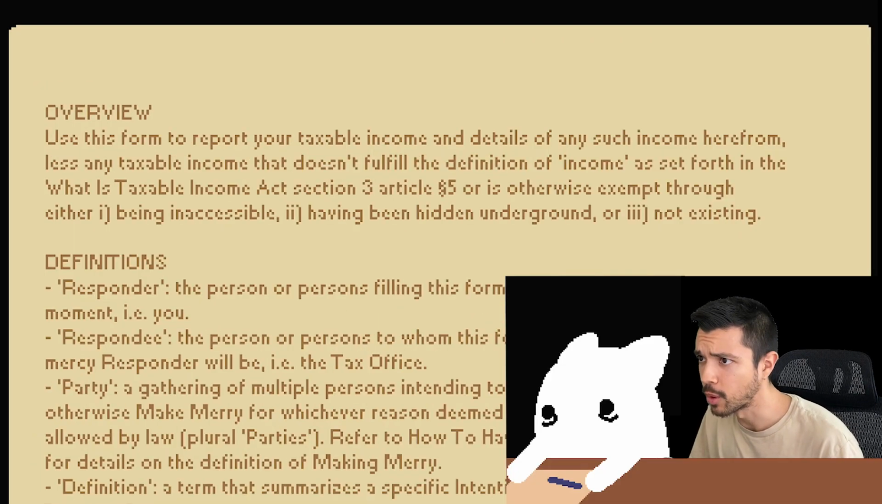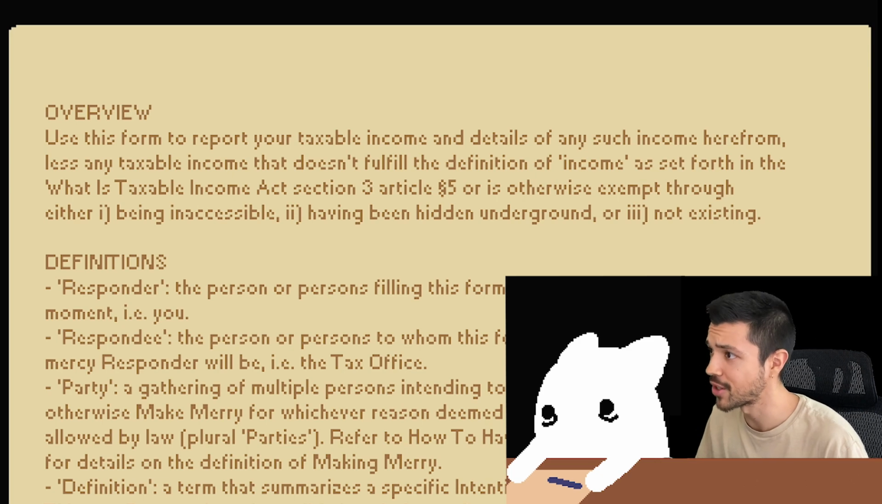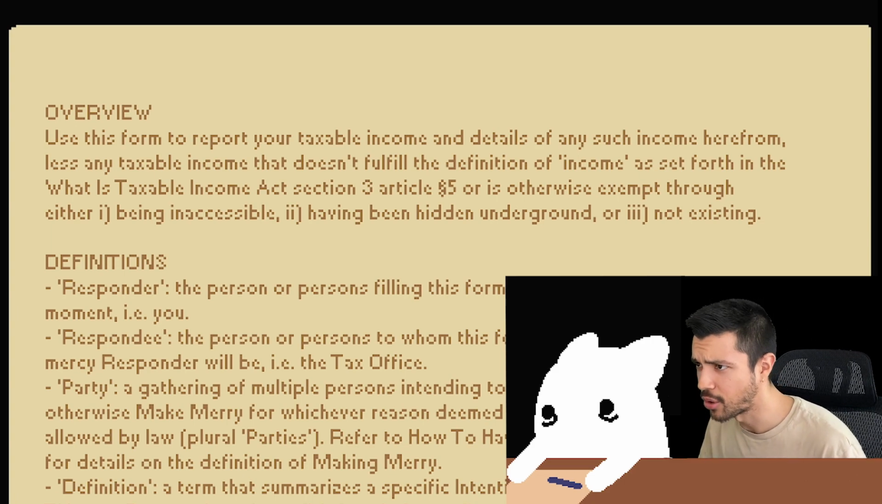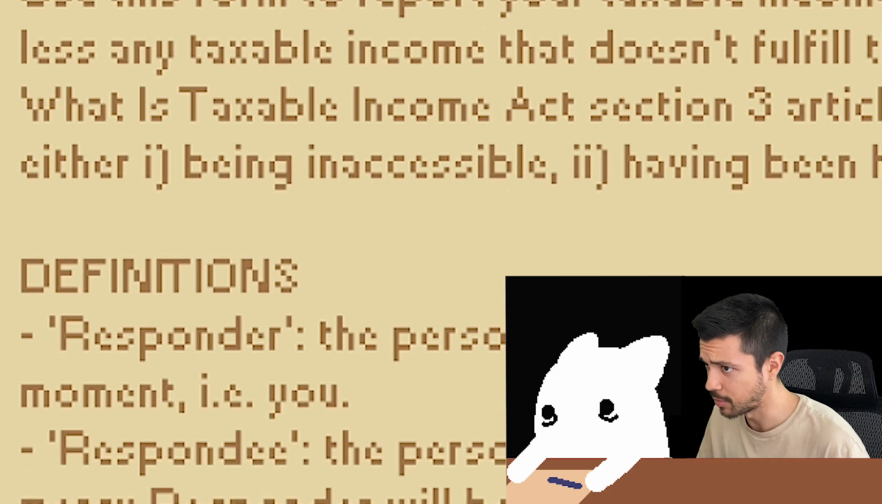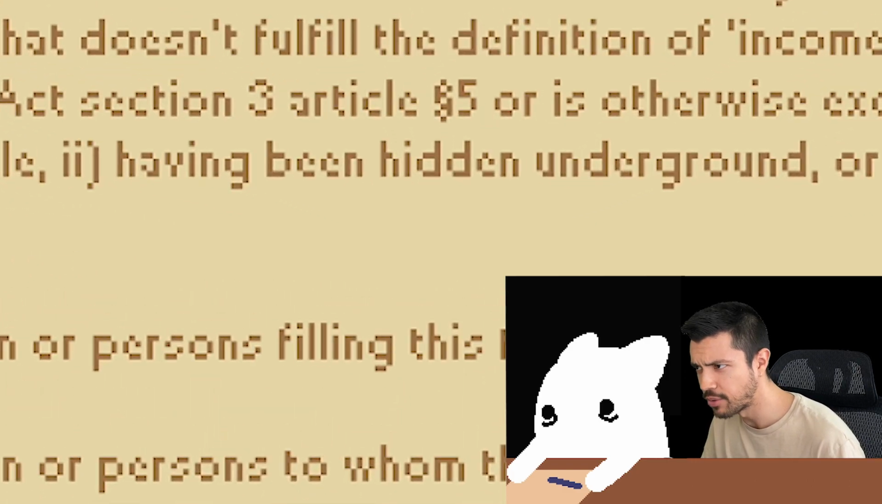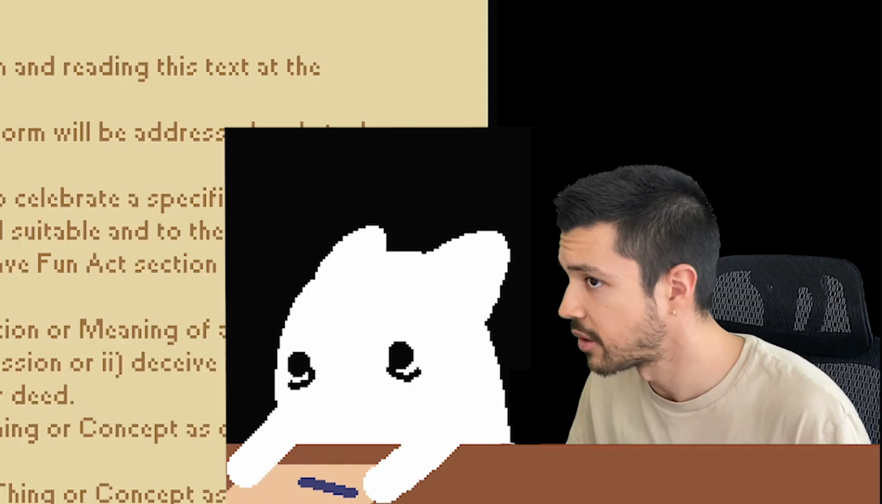Overview. Use this form to report your taxable income and details of any such income herefrom, less any taxable income that doesn't fulfill the definition of income as set forth in the What is Taxable Income Act Section 3 is either 1, being inaccessible, 2, having been hidden underground, or 3, not existing. You didn't hide your income underground, right?